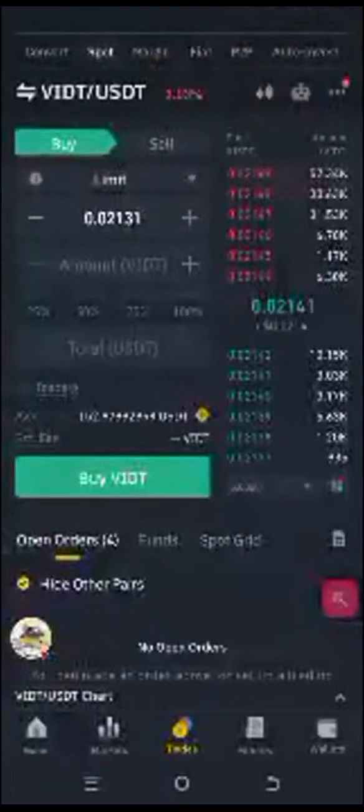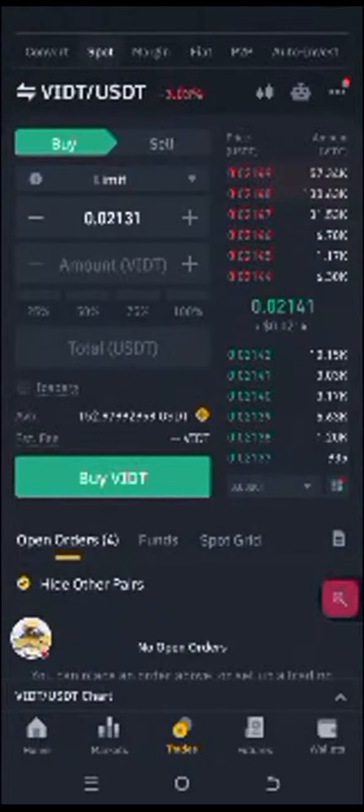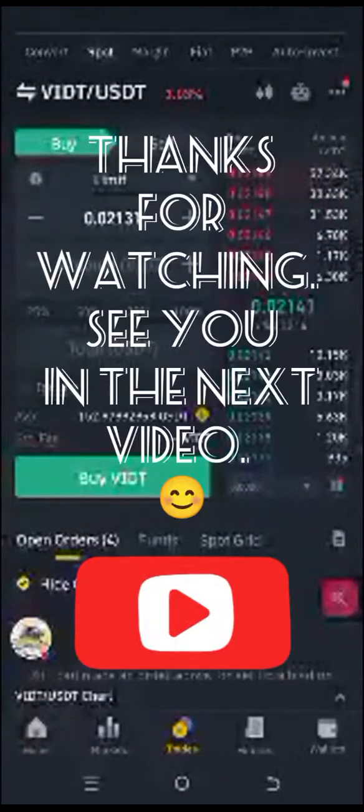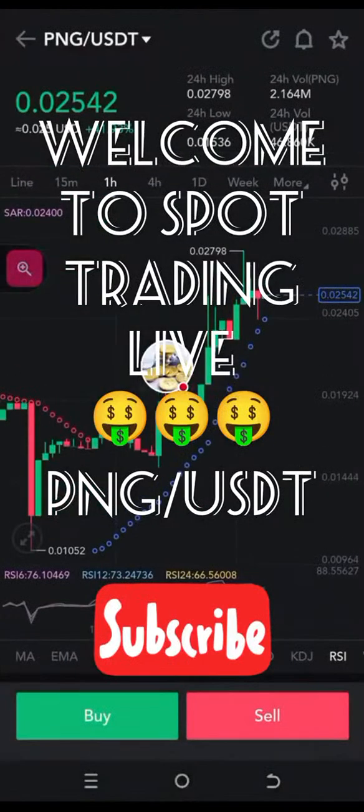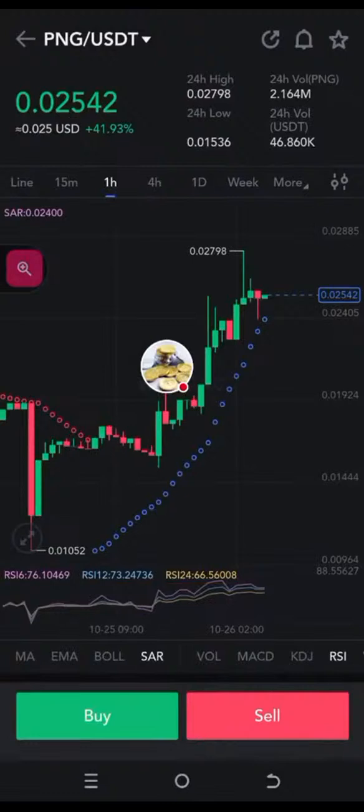So we made $1.05 minus the fees. We actually made $1, which is 2%. Okay, that's great. So we're going to ship out our profit right about now. PNG. Okay, maybe I'll look at this PNG. It looks like it's still in pump mode.